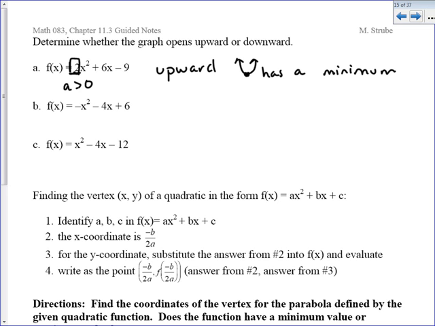So if I look at b, what's the value for a? Negative 1. So since a is negative, which mathematically the fancy way is you say it's less than 0, we know it opens downward. So does this graph have a maximum or minimum? Maximum. And if you're not sure, just sketch the little picture. It's got a point at the top, so it has a maximum.